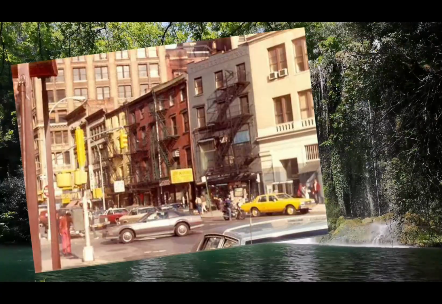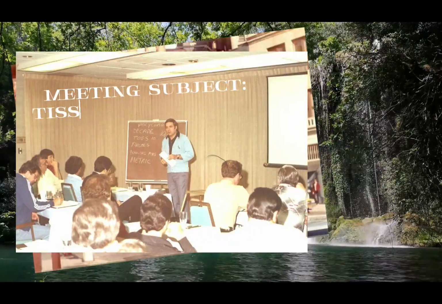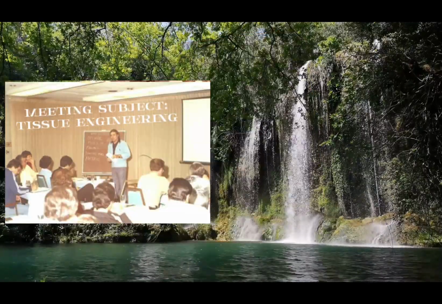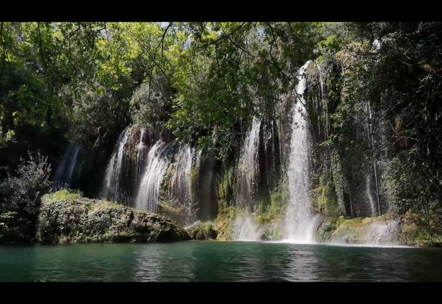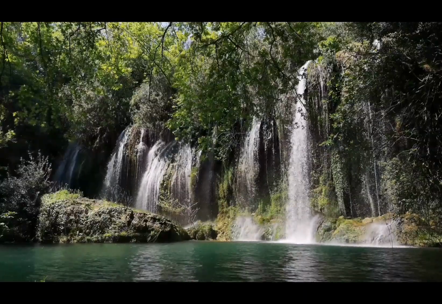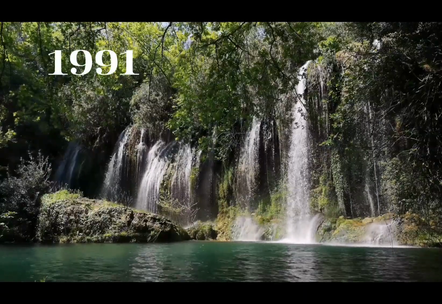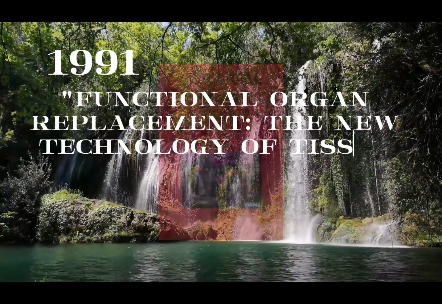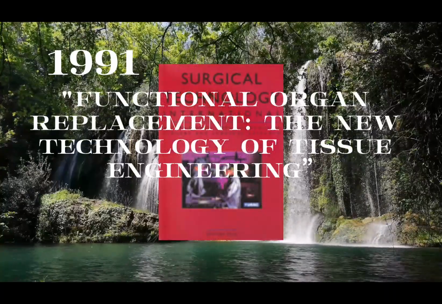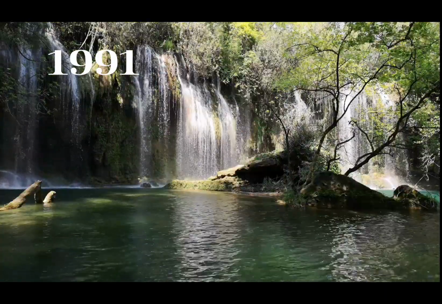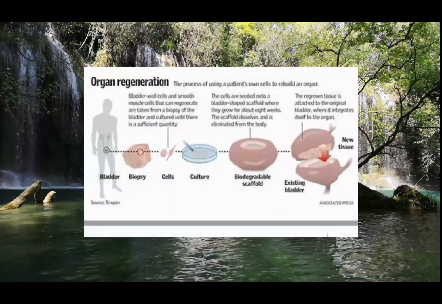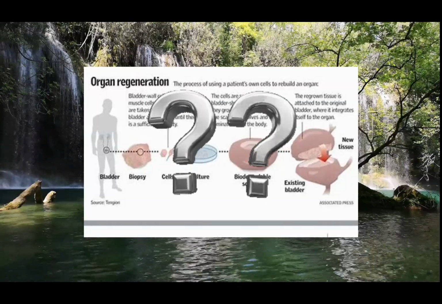In the late 1980s, there was a meeting held under the name of tissue engineering, but this was once again different from the tissue engineering that we see today. The first ever use of the words in the way that we think of them today was in 1991 in a document titled Functional Organ Replacement, the New Technology of Tissue Engineering, within a publication of the Technology International. So, what is TE? How do scientists and doctors use it today?